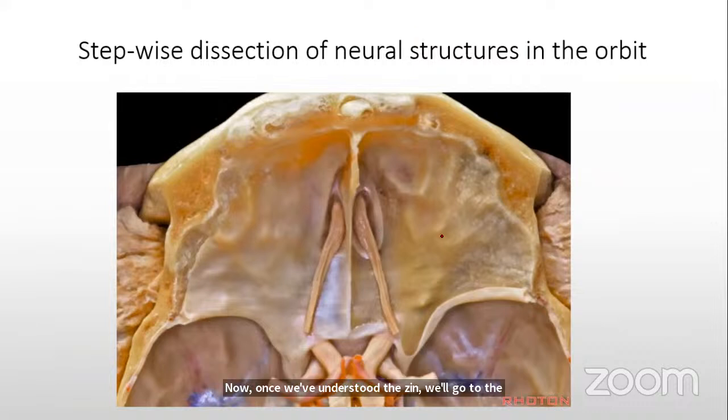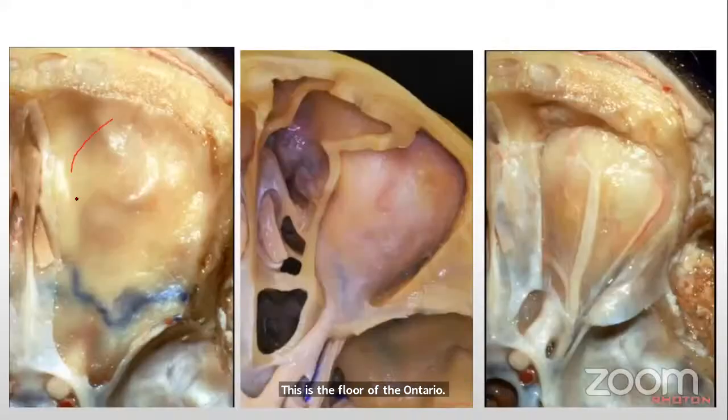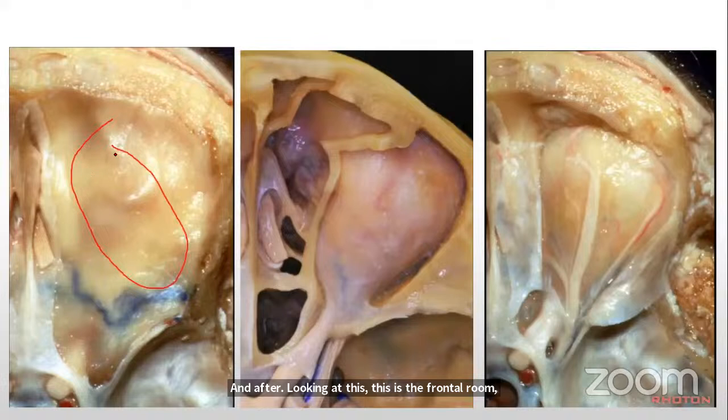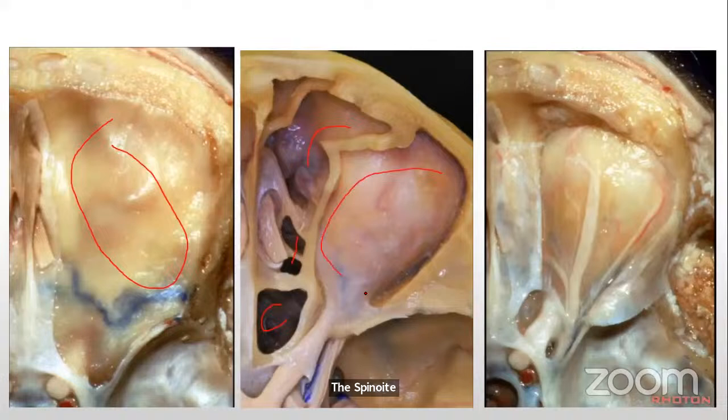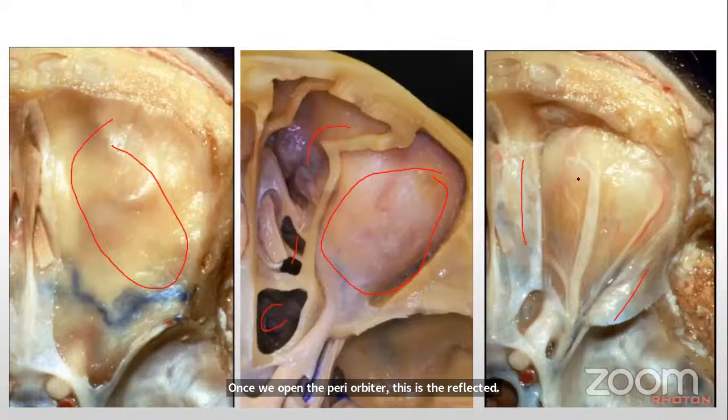This is the floor of the anterior fossa. And after looking at this, this is the frontal bone. This entire thing is the frontal bone. Once we remove the frontal bone, we can see the frontal sinus, the ethmoidal sinuses, the sphenoid sinus, and this structure, which is the periorbita. This entire thing is the periorbita. Once we open the periorbita, these are the reflected ends of the periorbita. We can see the globe.